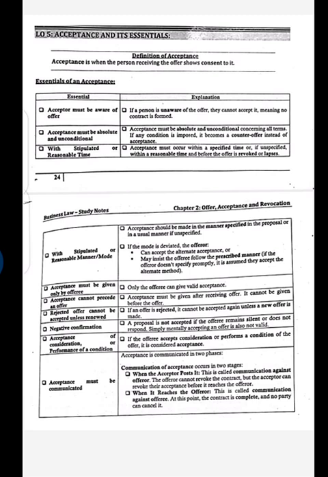So acceptance must be communicated. It must be communicated in two phases. Communication of acceptance occurs in two stages. When the acceptor posts it, it is called communication against the offerer. The offerer cannot revoke the contract, but the acceptor can revoke their acceptance before it reaches the offerer. When it reaches the offerer, this is called communication against the offeree. At this point, the contract is complete and no party can cancel it.